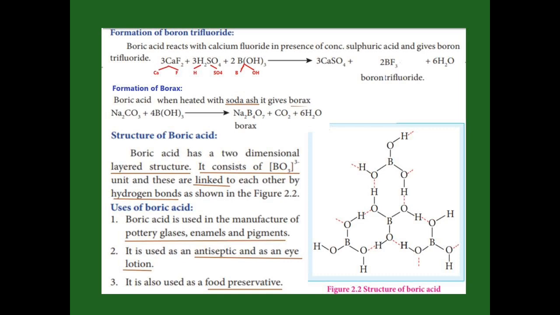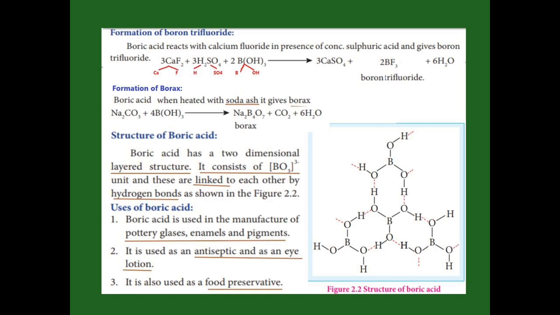Now, the formation of borax from boric acid: the boric acid is heated with soda ash. What does soda ash mean? Sodium carbonate. Carbonates always give carbon dioxide as one of the products. Along with that, we get borax. So the borax formula is Na2B4O7, and then 6 moles of water along with the carbon dioxide we are getting.